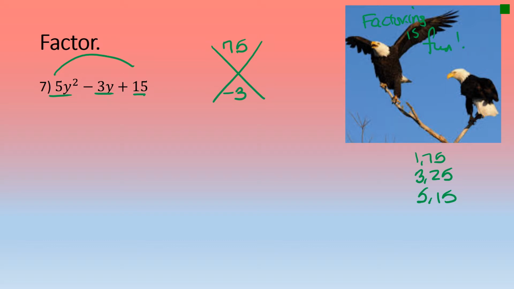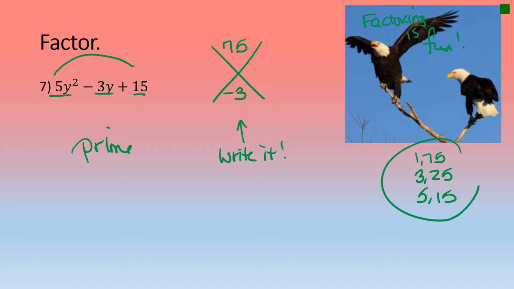Let's see, 75 does not divide by 6. Does it divide by 7? No. 8, no. 9, no. 10, no. 11, no. 12, no. 13, no. 14, no. I think this one is actually prime. Okay? Don't write that down until you have done the big X. So you have to write the big X. Then you have to list all the factors. Do any of them add to equal 3? The answer is no. Then you can write prime. Remember, prime means we cannot factor it at all.